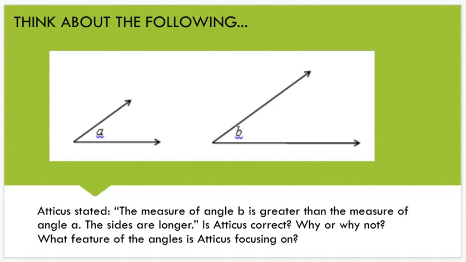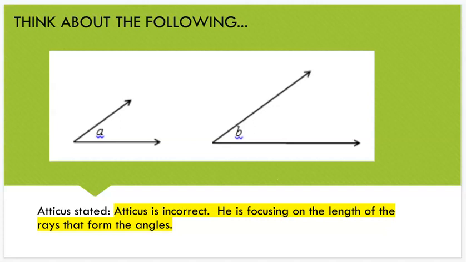Remember, Atticus says the measure of angle B is greater than the measure of angle A. The sides are longer. So Atticus is incorrect. He's focusing on the length of the rays that form the angle. So he's looking at these lengths, and he says, since these rays are longer, then angle B must be larger than angle A.